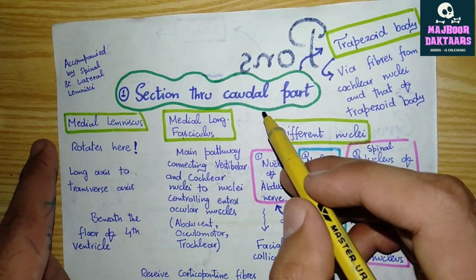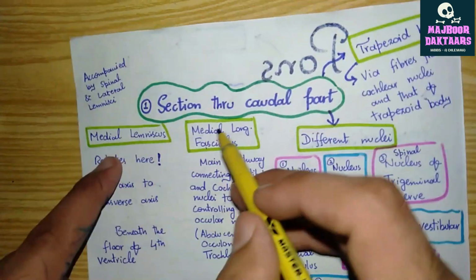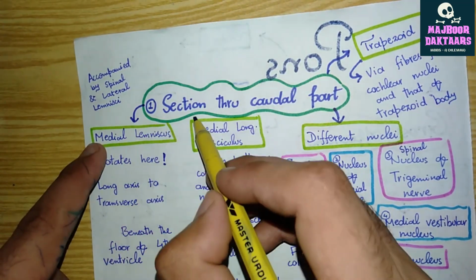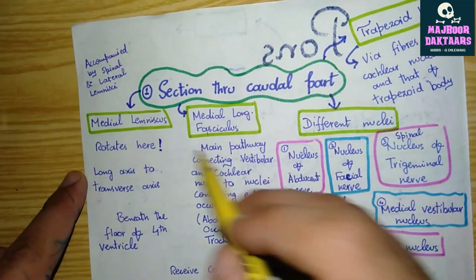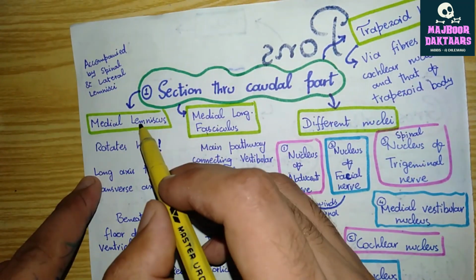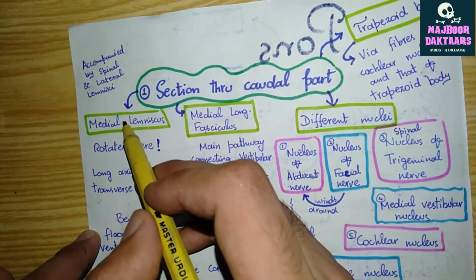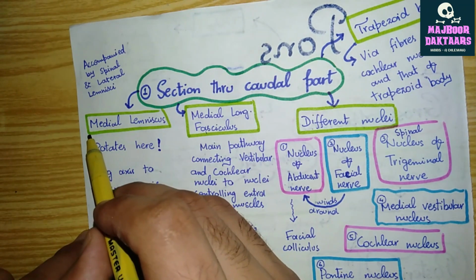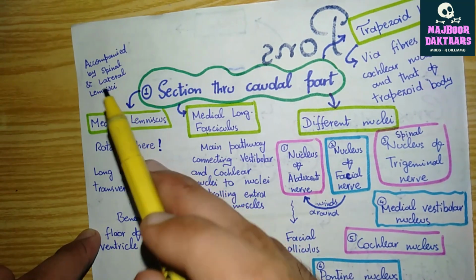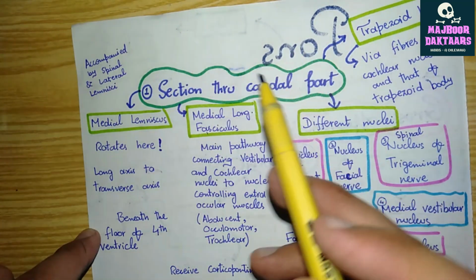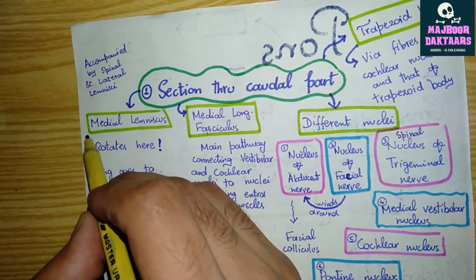So in the caudal part section, we also observe different nuclei. We observe the lemniscus and the fasciculus. If we recall from the lecture on tracts, I have explained earlier that the lemniscus is a bundle of nerve fibers in the form of a ribbon. The medial lemniscus is the bundle of nerve fibers from the dorsal column medial lemniscus tract. So the medial lemniscus here rotates.